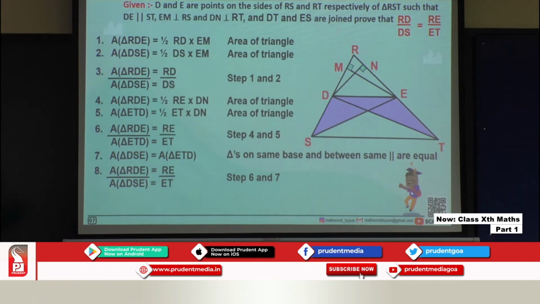Now look at step number 3 and step number 8. The left hand sides are equal, isn't it? So if the left hand sides are equal, the right hand side will also be equal, and therefore I get to a point where I can say RD upon DS is equal to RE upon ET, and this is from step number 3 and step number 8. Okay, and that is what we are asked to prove, and we are done with it.